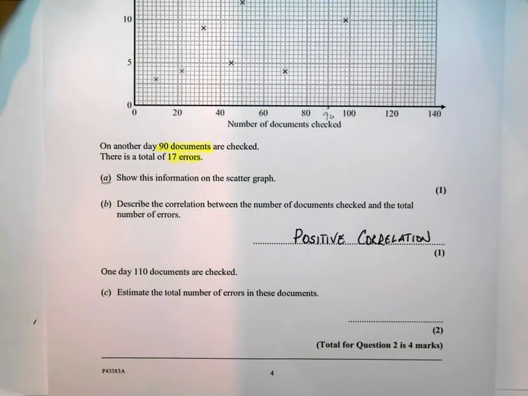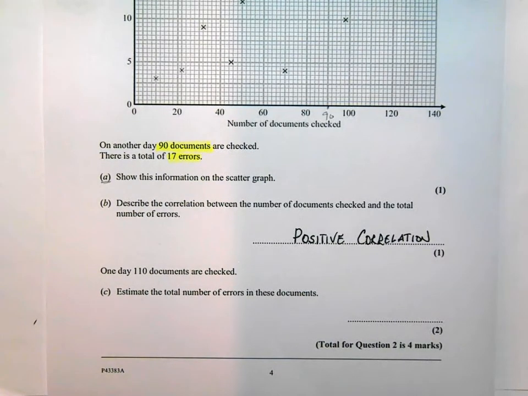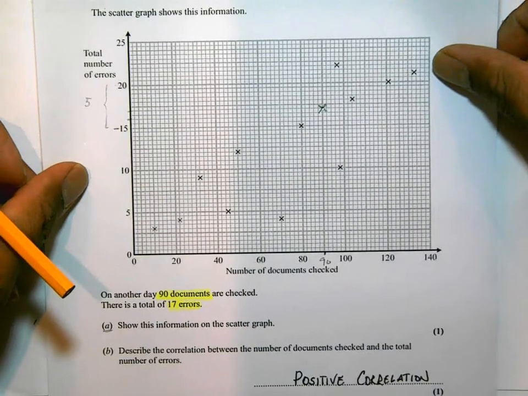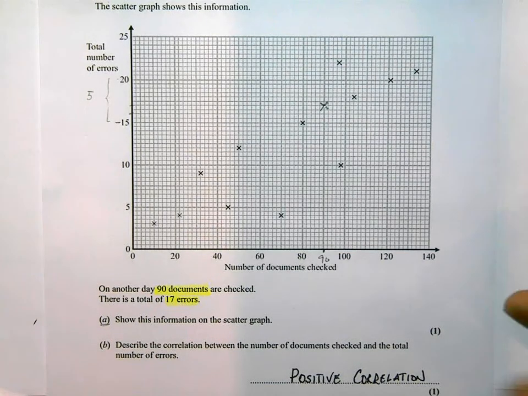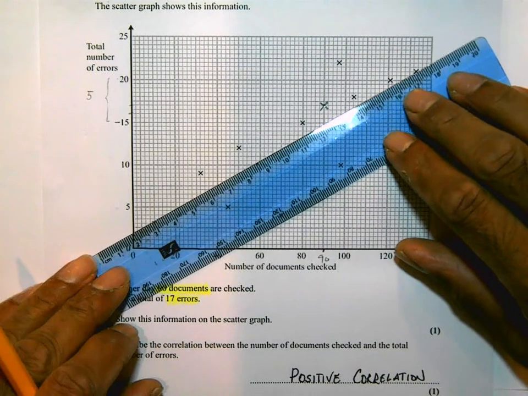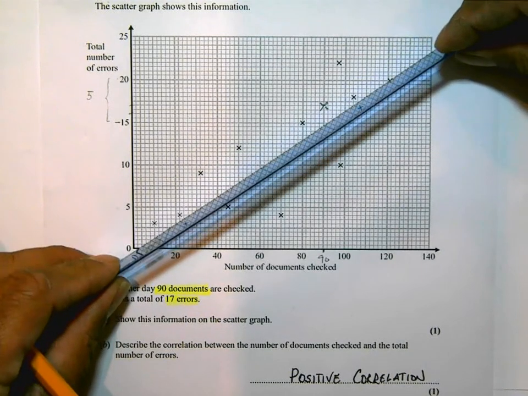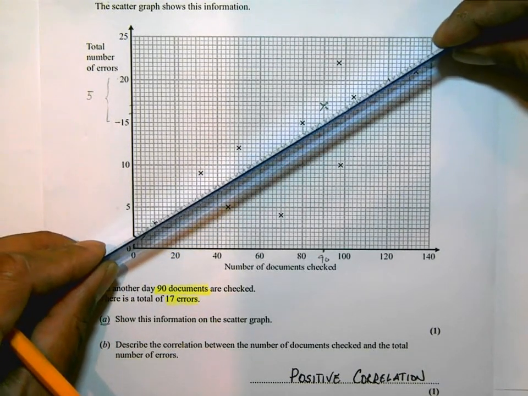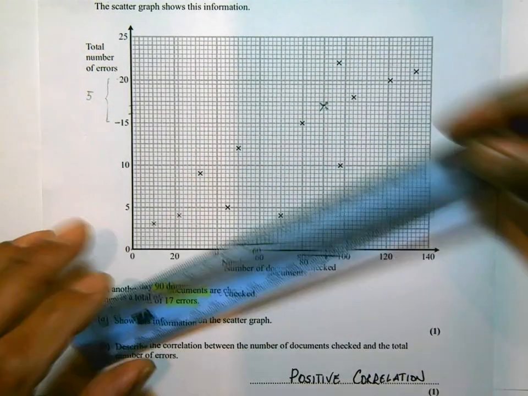So part C says, one day 110 documents are checked. Estimate the number of errors in these documents. Now it is really important that before you attempt reading off this scatter graph, you draw a line of best fit. For that you need a ruler and a pencil, and then you basically need to move your ruler around, try to get a line where you have about the same number of points above and below it, about the same number going through the center of most of the data. It doesn't have to go through this bit here, it needs to go through about the center of most of the data.